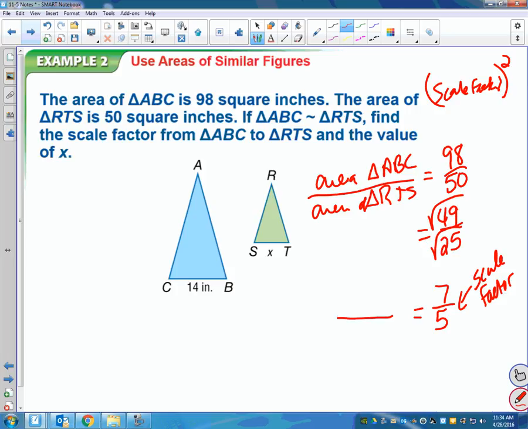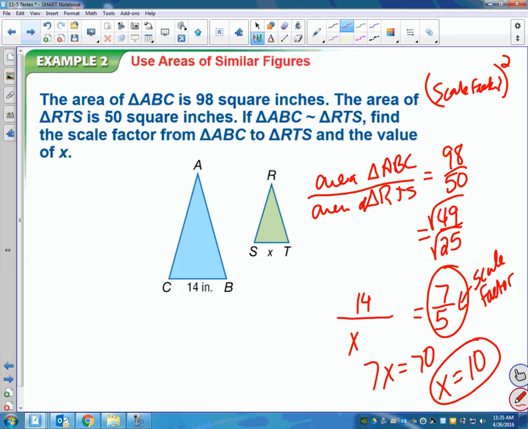So what am I going to put on this side to correspond to this 7/5 scale factor that I wrote? Right, because 7 was ABC, so we have to take 14 over x. It seems like I kind of said it backwards, but if we cross multiply, it'll all work out. Then I'll get 7x equals 70, right? So it says find the scale factor, which we found, and the value of x. So x equals 10. And again, it's really easy to check that that's correct because 14 over 10 should reduce to 7/5, which it does.